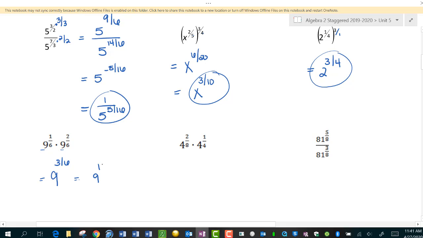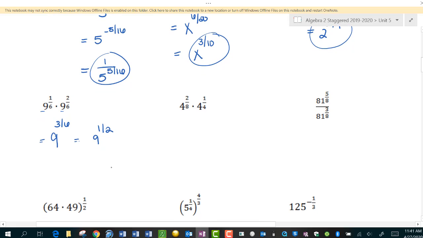power of 1/2. Now, here's where I'm going to hope that after a week or two, you get in the habit of then thinking, okay, what does this mean in radical form? Well, if I rewrote this as a radical, it's really the square root of 9 because the 2 becomes my index and it's to the power of 1. And the square root of 9 is 3. So that would be my final answer.